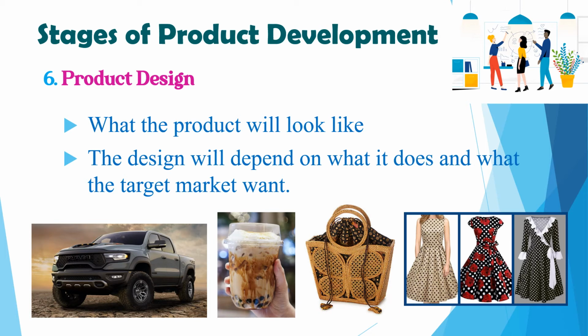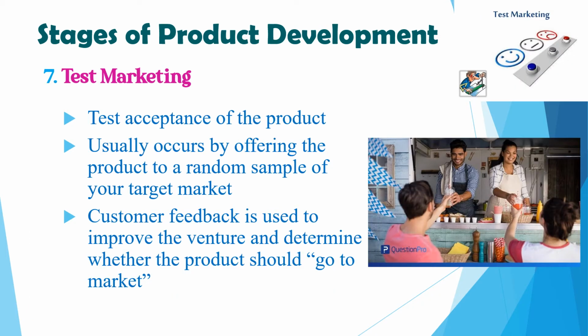So, you can't just make a product that is simply functional. It needs to satisfy the target market's wants. And so once you've addressed your 4Ps, you continuously revisit the feasibility and you continuously address the product design. It's now time to go to test marketing. So you need to test the acceptance of the product.